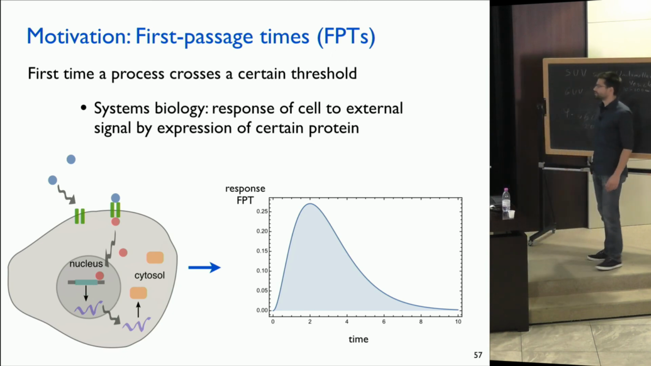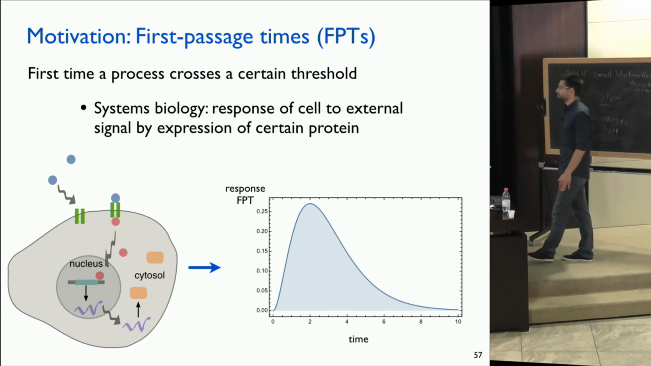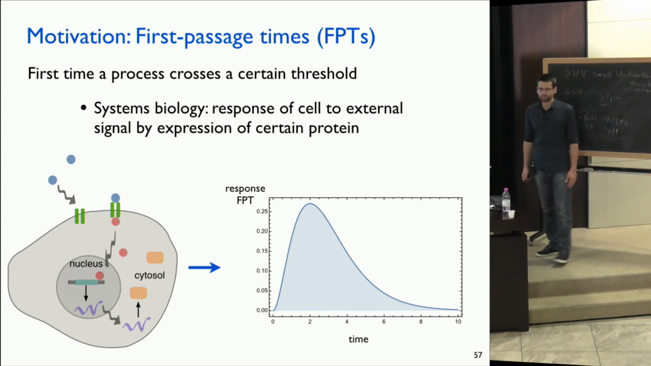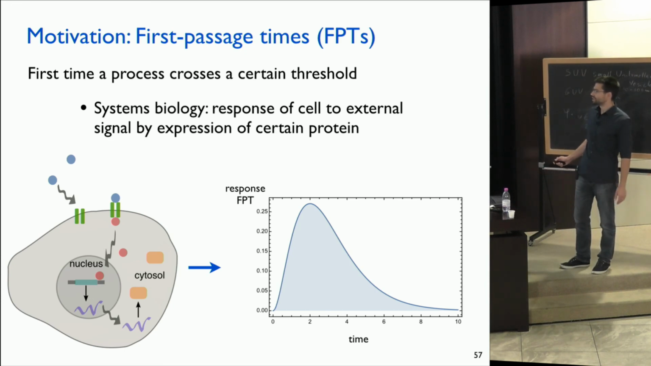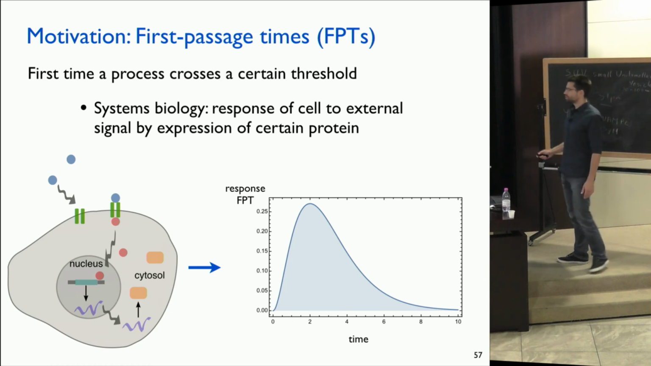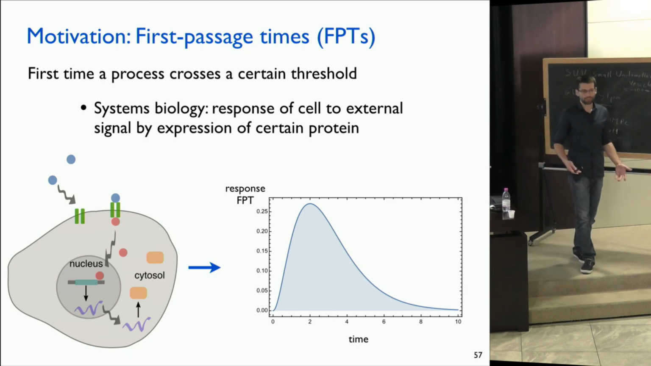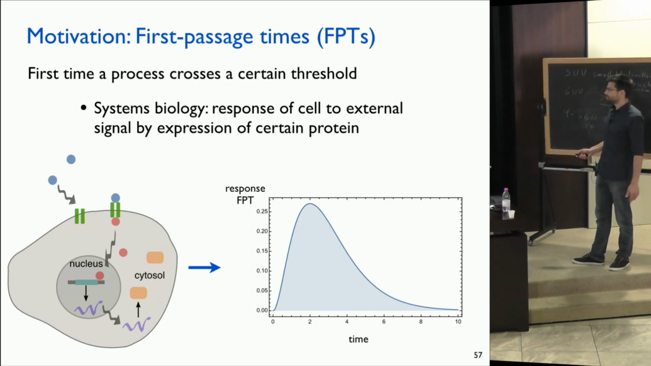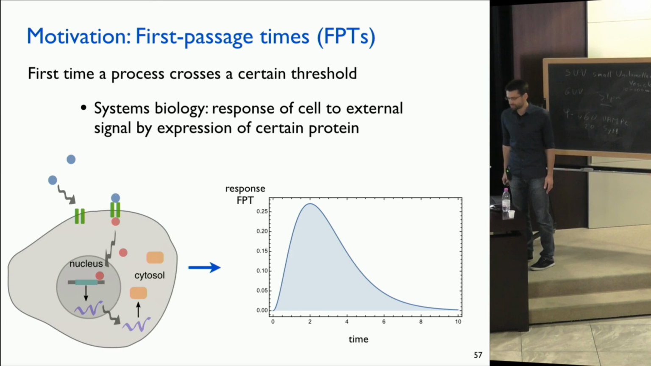Motivation, again, systems biology. For example, we could ask how long does it take for a cell to respond to a certain external signal. We have an external signal, it binds to a ligand. How long does it take for a certain key protein to become expressed above a certain level? Now, because all those reactions happen stochastically, the first passage time is also a random variable. So optimally, we would not just want to know the mean value, but the whole distribution of first passage times for the process to cross a certain threshold.